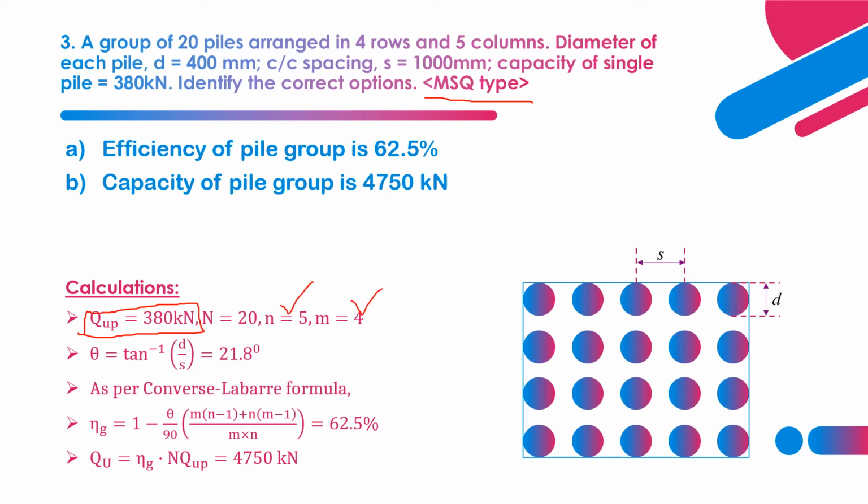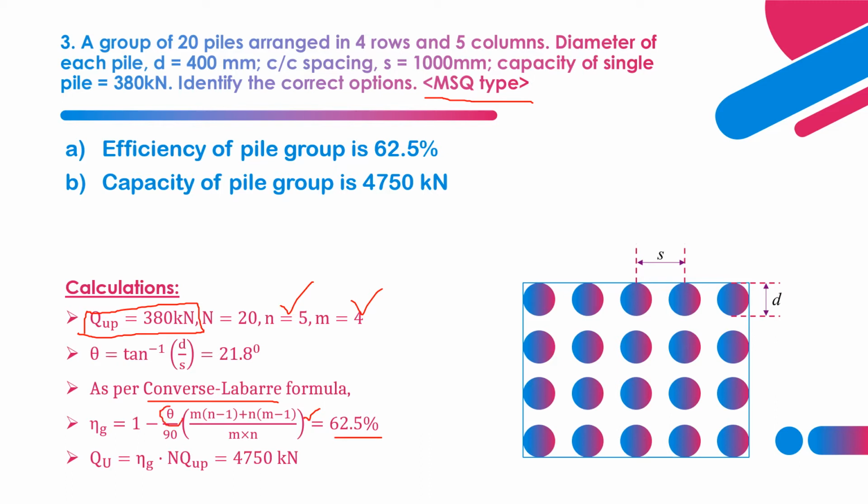We can say as per the Converse-Labarre formula, efficiency can be found by using this formula. Eta g, or we can say efficiency of the pile group, is equal to 1 minus theta by 90 times m into n minus 1 plus n into m minus 1, divided by m cross n. So by substituting the number of columns and number of rows in this formula, we can get the answer for efficiency of pile group.